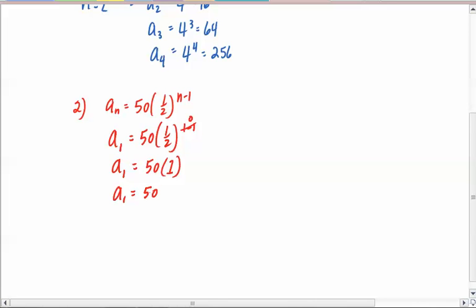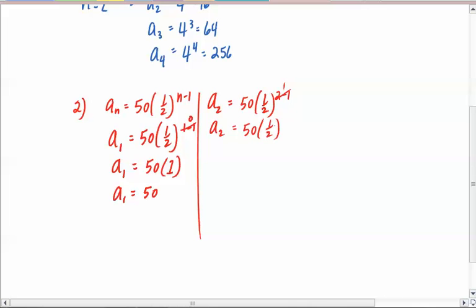Okay, and I'm going to bring this over to the side because I have a few more steps on that one. So we have 50, going to have a half. Now this time the n is going to be a 2. So we have a sub 2, and that's going to be to the first power, which is just a half, and half of 50 is 25. So there's my second term in the sequence.